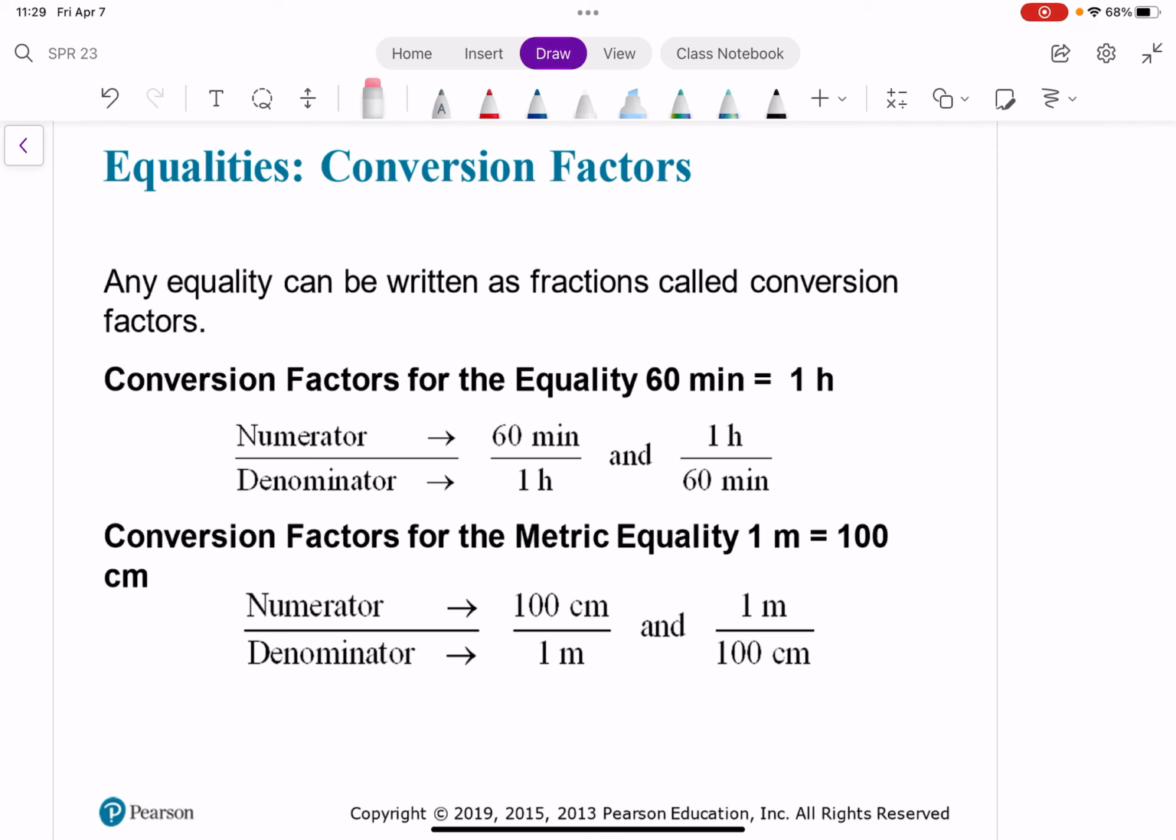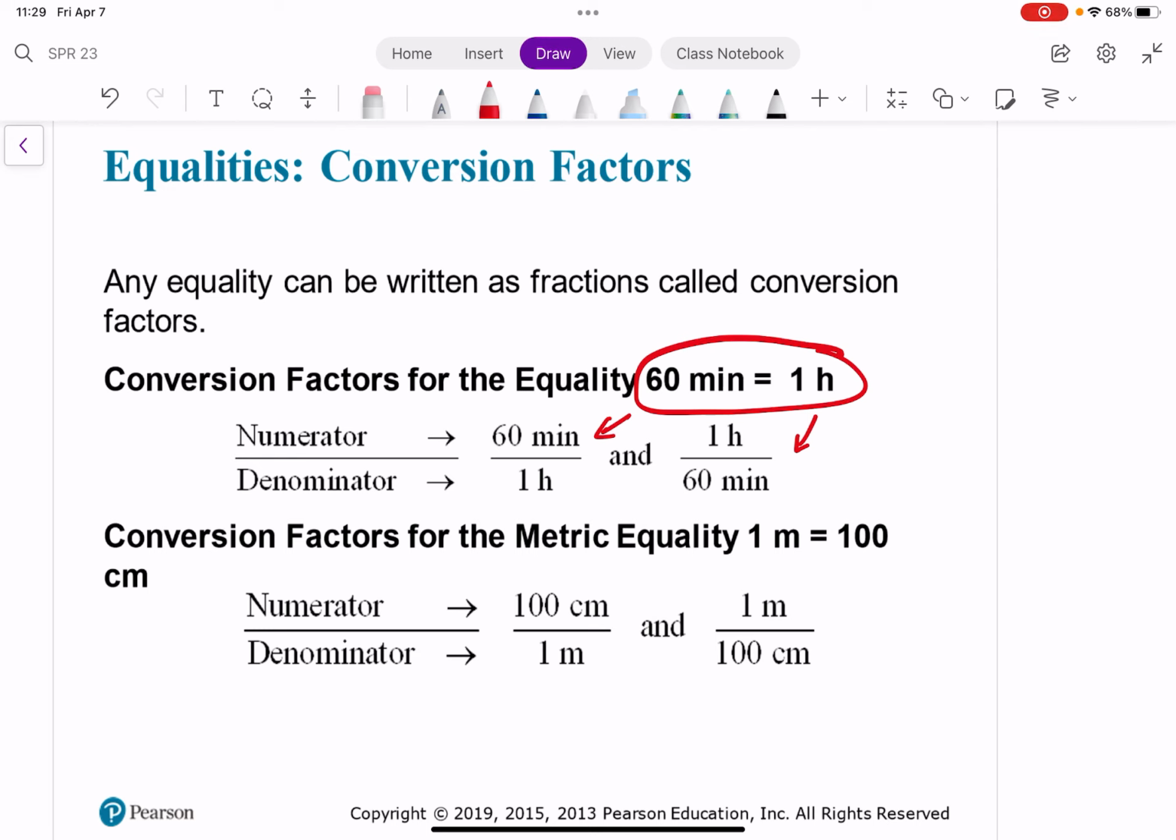Conversion factors are used when you are trying to convert between different things. So here's another example of conversion factors for 60 minutes equals 1 hour. We can write it like this, or we could write it like this. You're just flipping the numerator and the denominator. They mean the same thing, right? There's always 60 minutes in an hour.